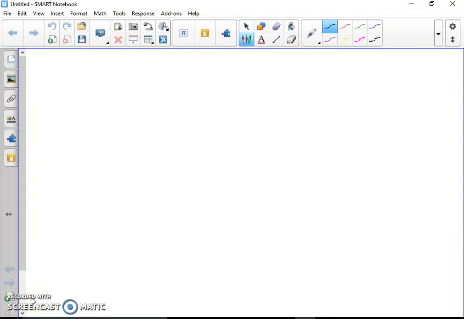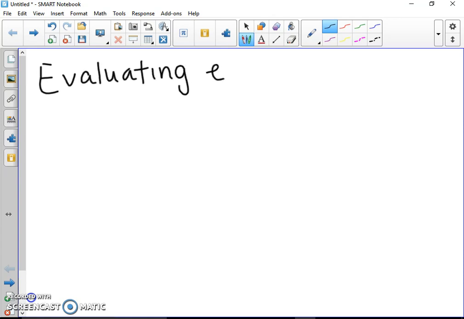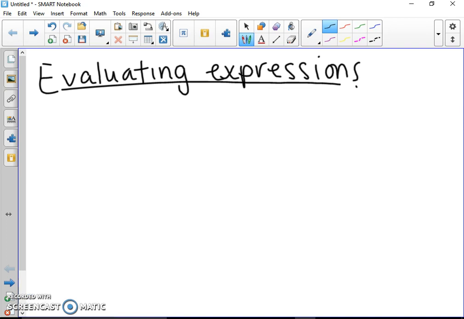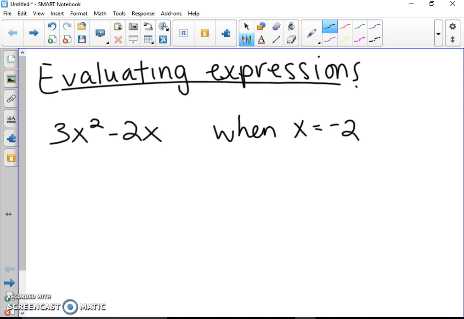So tonight we're focusing on evaluating expressions. And we're saying evaluating because we're going to plug in values for our variables. So for instance, if you have the expression 3x squared minus 2x, when x equals negative 2. So everywhere we see x, we're going to replace x with negative 2.